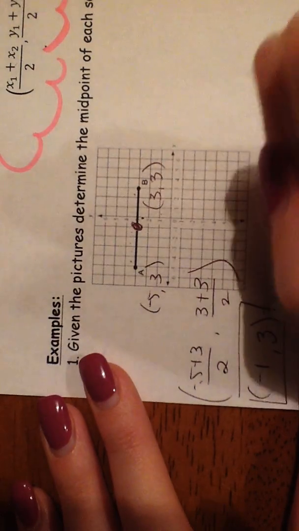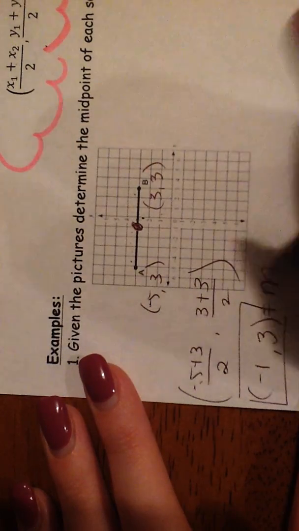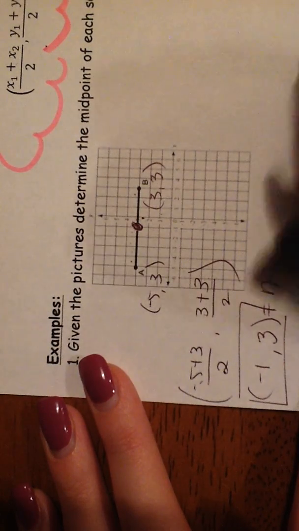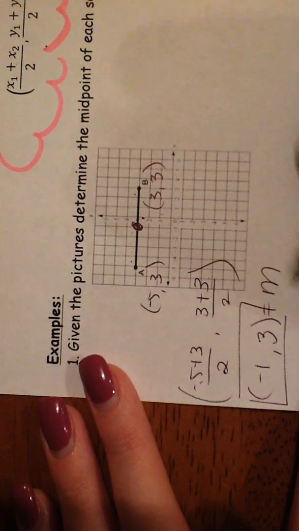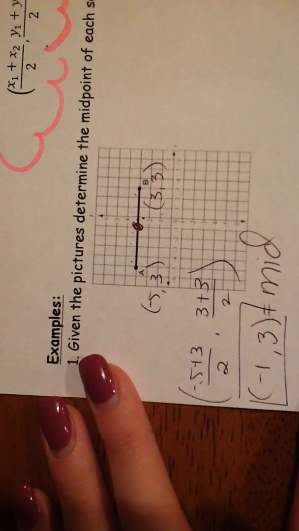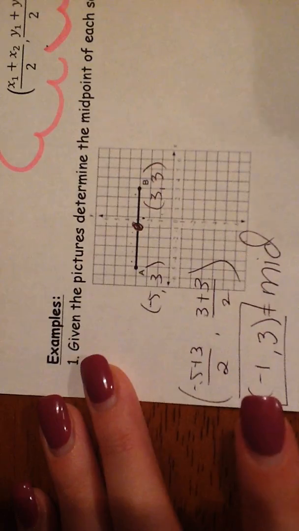Okay? Now I can't say this equals m because we've already used m as a variable. The variable m is for slope. So usually if I'm talking about midpoint, I just say mid equals. There is no designated variable for the midpoint.